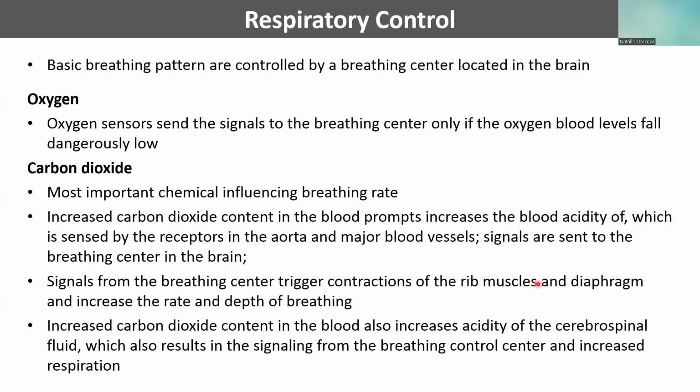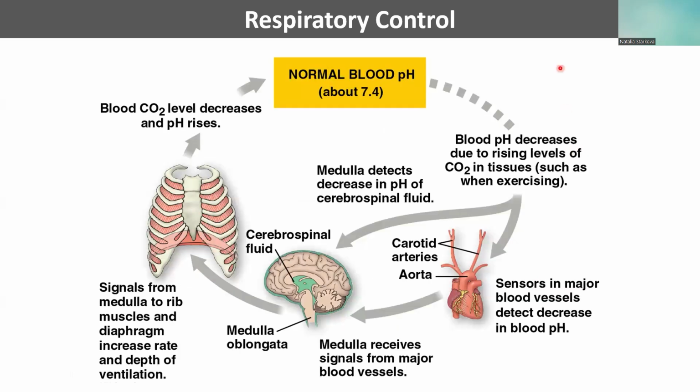So when the content of carbon dioxide increases in the blood, that makes the blood a little bit acidic. And there are sensors sitting in the major blood vessels that go into the body or into our brain that sense these changes. At the same time, the cerebrospinal fluid, the fluid that fills the empty spaces in the brain and in the central nervous system, also becomes a little bit acidic. And these signals also go to the brain. I mean, from the brain to the brain.